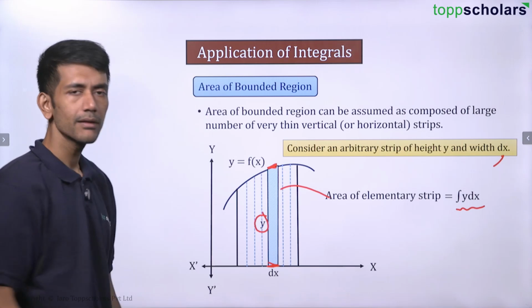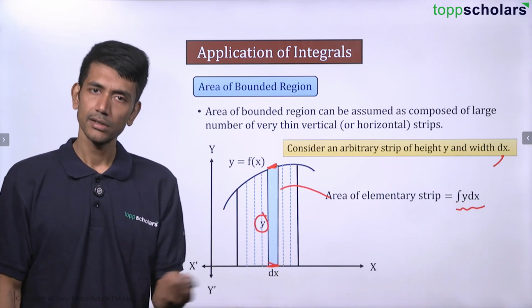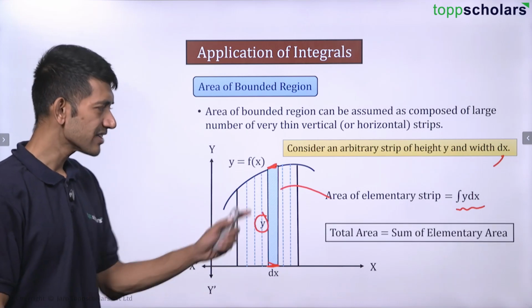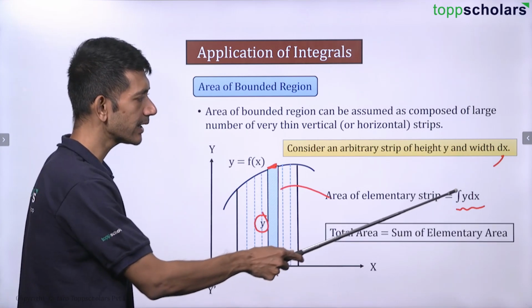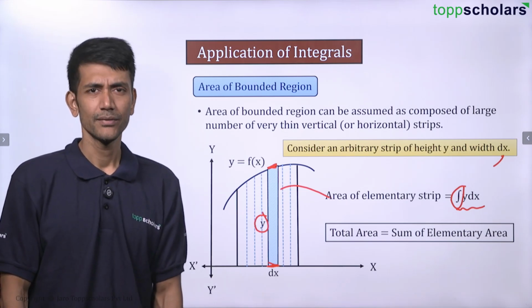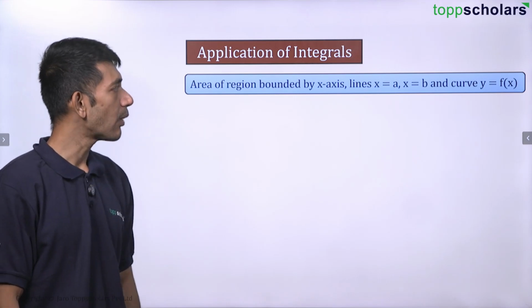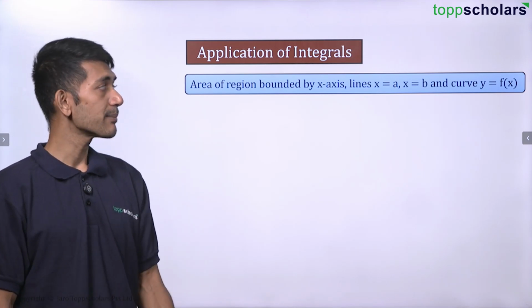So length into breadth, that is y dx. And whatever this y is, whatever that function is, we'll put it there. And this total area, because we are integrating, will give you the total area, which is the sum of the elementary areas. Simple. Okay, let's see. Now let us talk about the area of the region bounded by the x-axis, bounded by the lines x equals a, x equals b, and the curve y equals f(x).